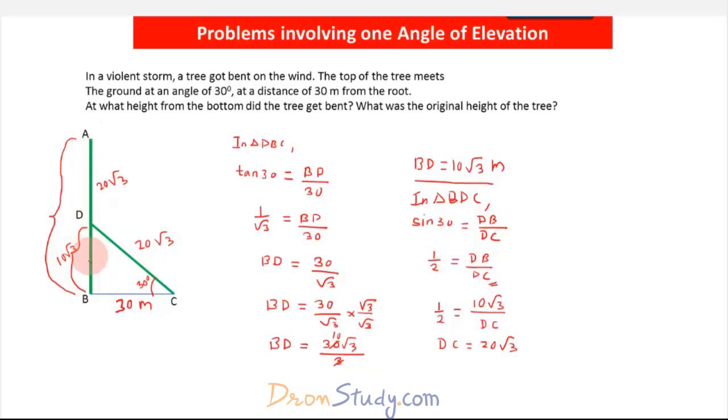So the total height of the tree AB will be equal to 10 root 3 plus 20 root 3. So AB will be equal to 30 root 3 meters. So the total height of the tree is equal to 30 root 3 meters.